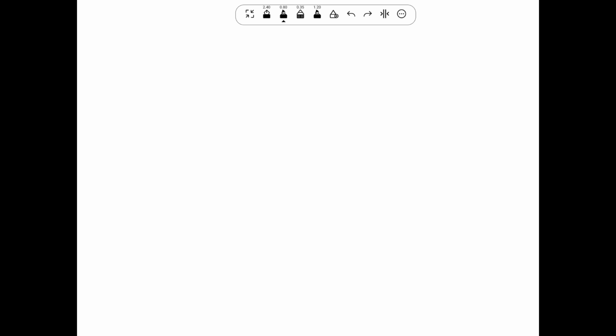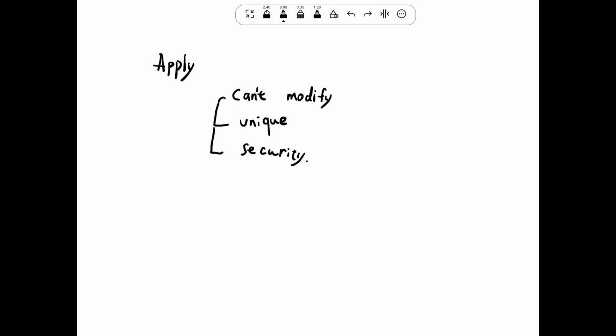So the blockchain's best use is not cryptocurrency. We should find a solution, we should find the right use for the blockchain. What can let us use it better? Let us simply look at the blockchain's attributes. It can't be modified. It is unique. It is secure. So what can we use it for?